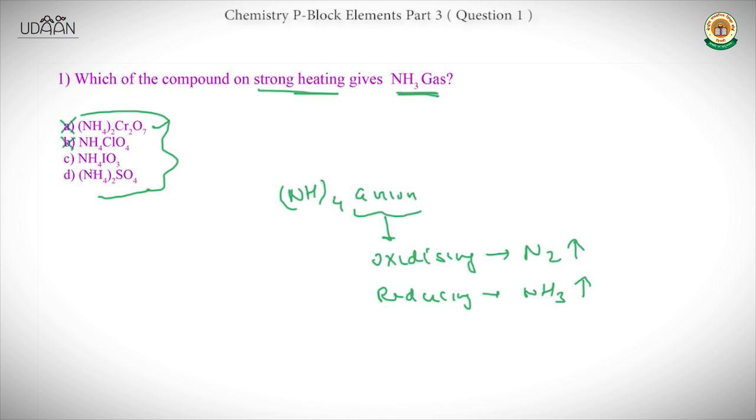And the third one will be similar to the above cases, so it will also produce nitrogen gas. So it will not be our option, so there is only one option left, which is also not oxidizing. So it will produce the NH3 gas and it is reducing. So this will be our answer.